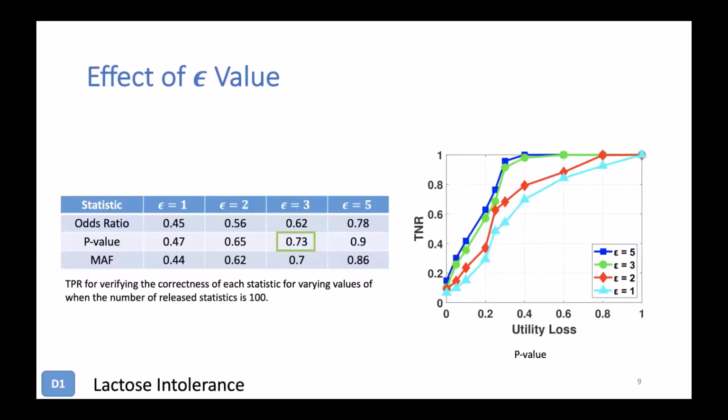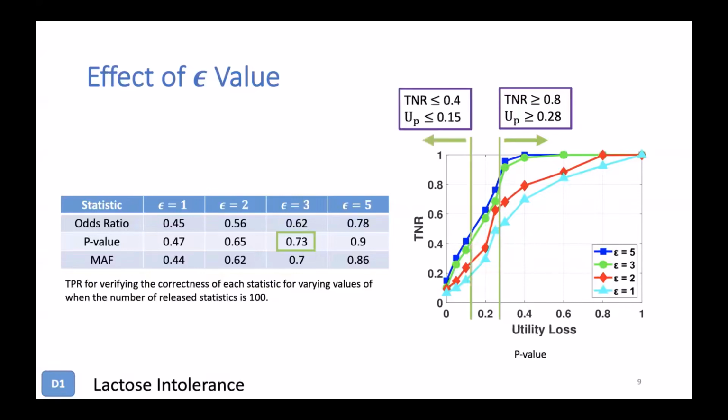We show the variation of the true negative rate values with respect to the utility loss for p-values in the figure. For instance, for epsilon equal to 3, a verifier can determine with high confidence a true negative rate of at least 0.8 if the researcher has released incorrect p-values when the utility loss is at least 0.28, whereas the verifier obtains a low true negative rate smaller than 0.4 when the released p-values are close to the correct ones. In other words, the returned p-value still preserves a high utility. Plus, the proposed framework successfully detects when a weakly associated SNP is reported to have a low p-value and vice versa. We obtain similar results for the other two datasets and statistics.